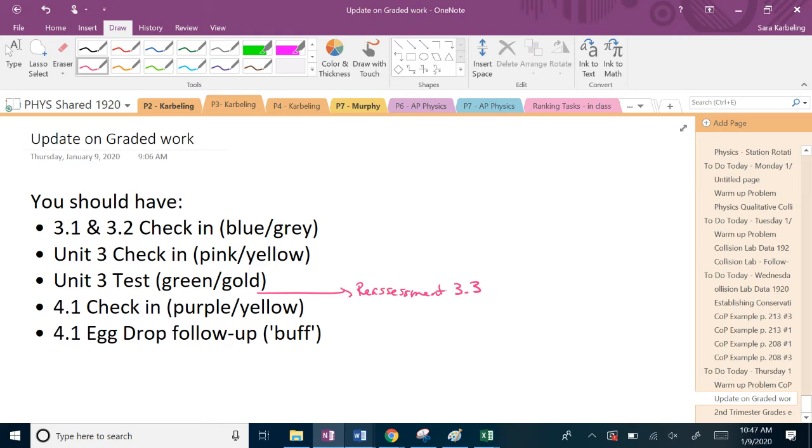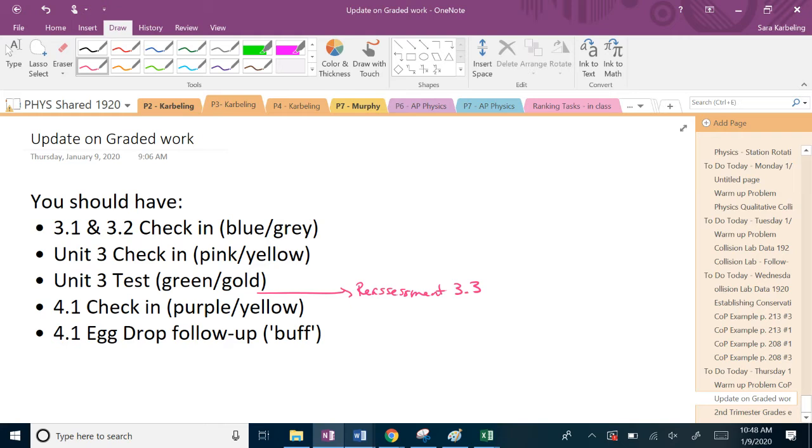Okay. In addition, also from before break is your 4.1 check-in. So this was the impulse momentum check-in that we had. This was the one that was handwritten. That sounds familiar to you. It was either purple or yellow. And then the 4.1 egg drop follow-up. This was the one that we did right after we did the egg drop stuff. Okay, both of those are in there as well. Okay, or in the pile as well.